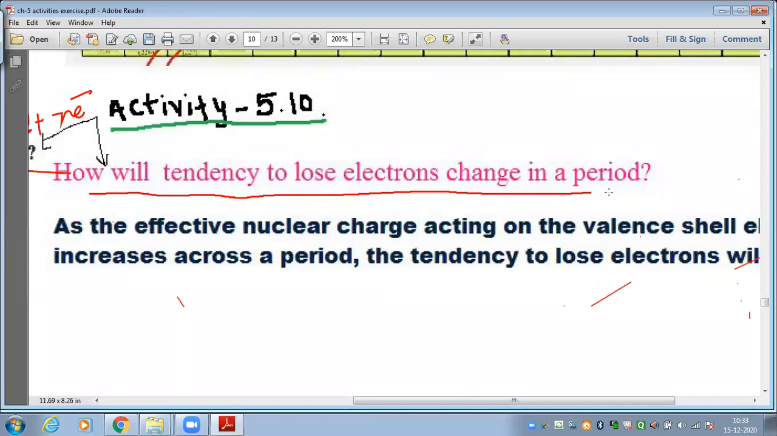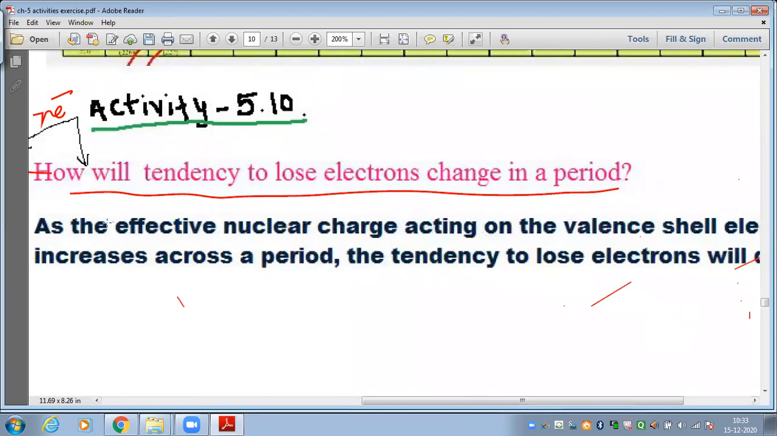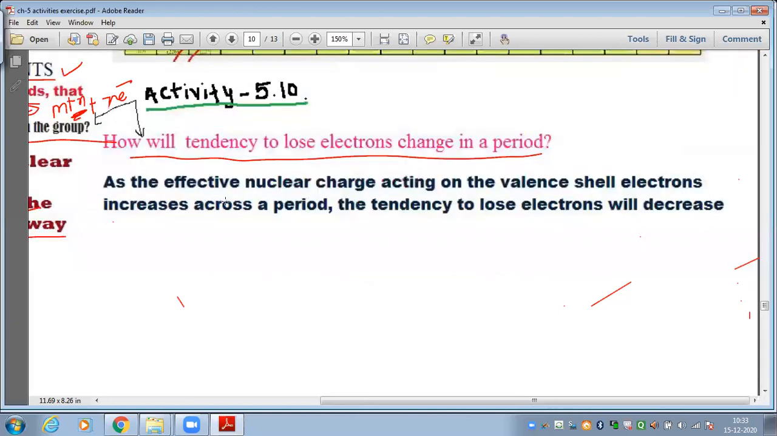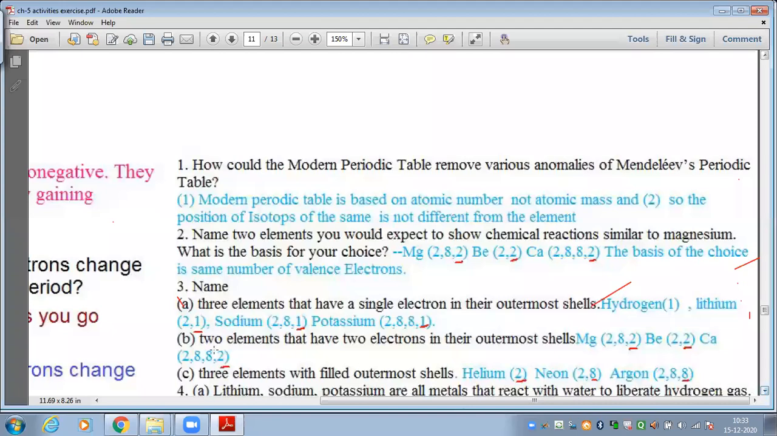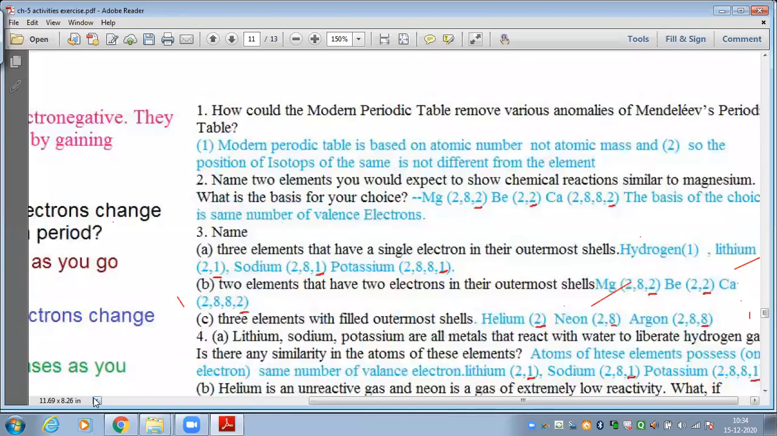How will the tendency to lose electron change in a period? So if you go left to right in a particular period, you can easily understand that the effective nuclear charge acting on the valence shell electron increases across the period, and that is why, my dear students, the ability to lose electron decreases across the period.